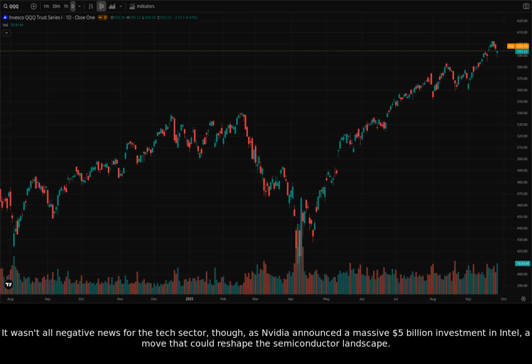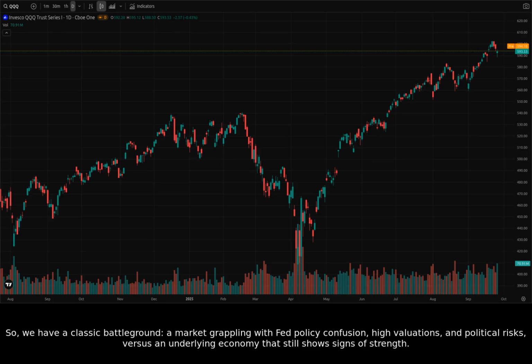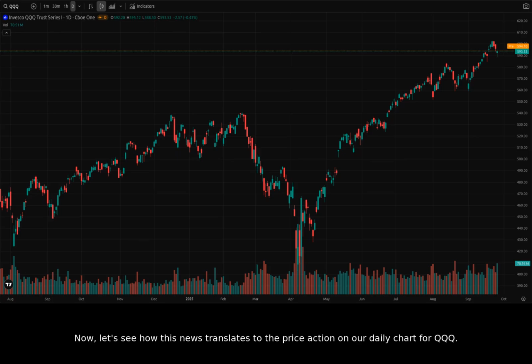It wasn't all negative news for the tech sector, though, as Nvidia announced a massive $5 billion investment in Intel, a move that could reshape the semiconductor landscape. So, we have a classic battleground. A market grappling with Fed policy confusion, high valuations, and political risks, versus an underlying economy that still shows signs of strength. Now, let's see how this news translates to the price action on our daily chart for QQQ.